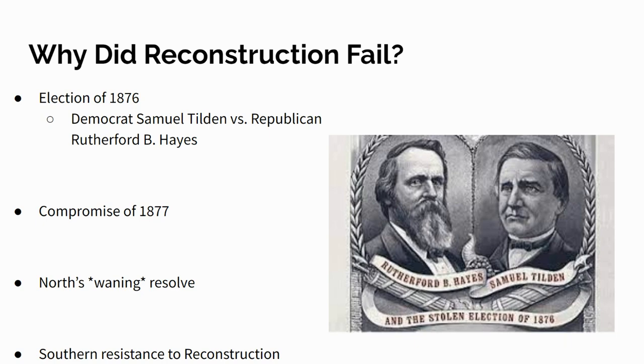So those 5 military districts are going to get withdrawn, and the southern states are going to be in charge of themselves. And so when they do that, a lot of the southern states go back to their discriminatory laws. Another reason why Reconstruction fails, and this is a College Board term, that's why I started here, is the North's waning resolve. And waning means it's getting less and less, right? So the North is less passionate about trying to make the country unified again.